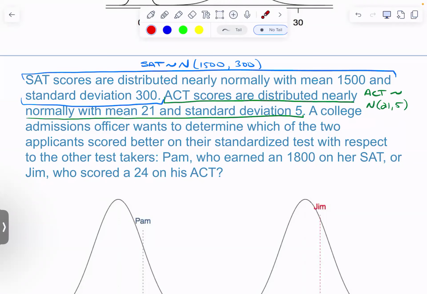But we don't know how much above the mean, because we've got different spreads. I've got a spread of 300 and a spread of 5. I can't compare those directly. And so the move that we make is we say, well, what if we just said compared to the ACT distribution or the SAT distribution, depending on which test they wrote, how many standard deviations above the mean did each person score? Then we can standardize it.